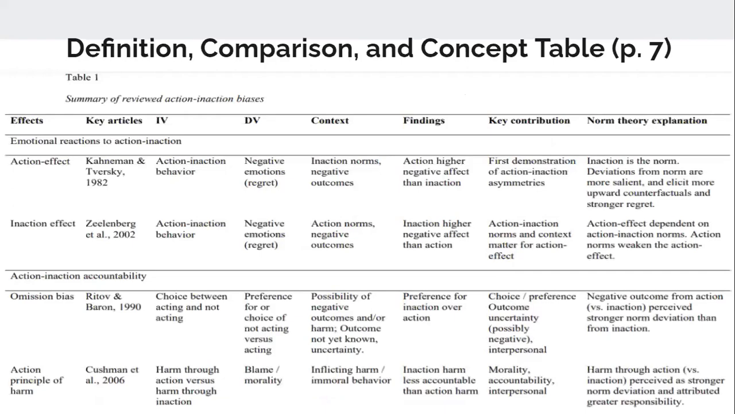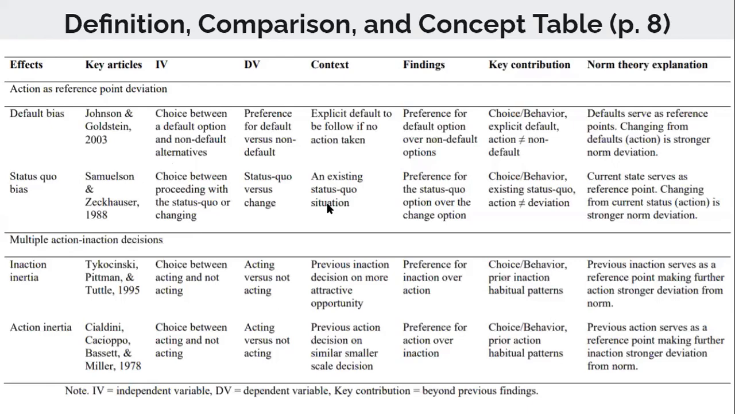And this is another table. It provides definitions of effects in terms of the independent variable and the dependent variable of key articles. It also explains the effects in terms of norm theory for each of the effects. This is here for the reader to process and distinguish between these similar but distinct phenomena. And what are the findings, what are the contents of each of these effects?